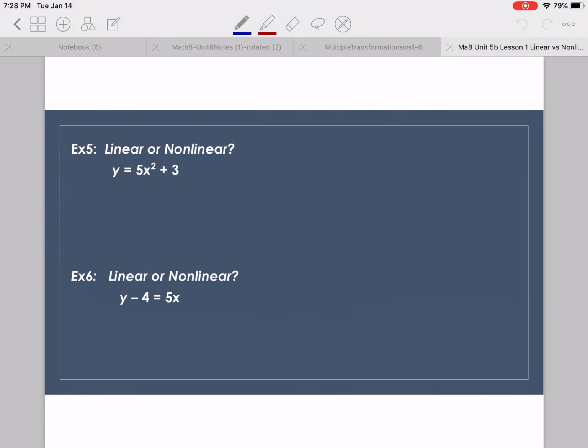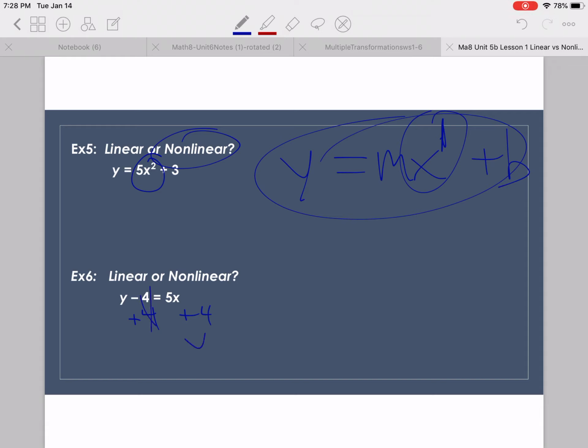All right, we'll finish here with looking at the equations. Once again, as soon as you see something like an x squared, you know right away it's nonlinear, because to be linear, it's got to be y equals mx to the first power, plus b. So the second one, I see that it's 5x to the first, but let's see if we can rearrange it into slope-intercept form, and that'll tell us for sure if we can write it as y equals mx plus b. Let's add 4 to both sides to move that over. I get y equals 5x plus 4, and that definitely matches the y equals mx plus b form there. So we could say linear for that one.